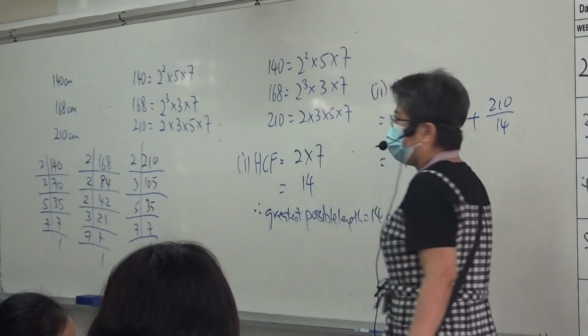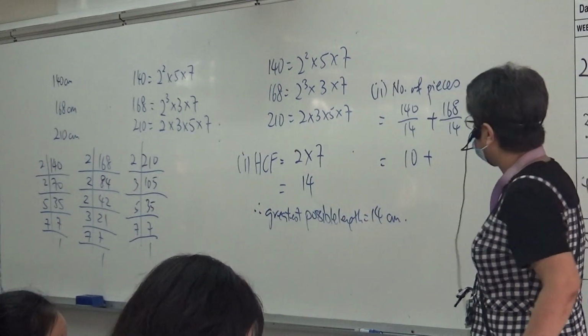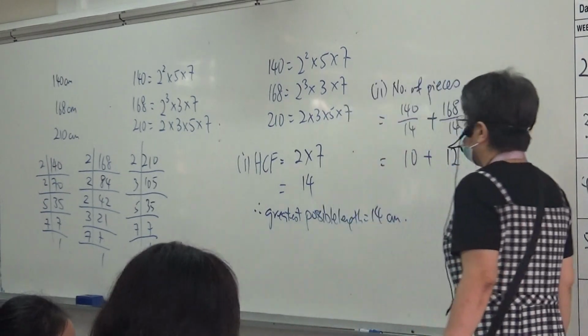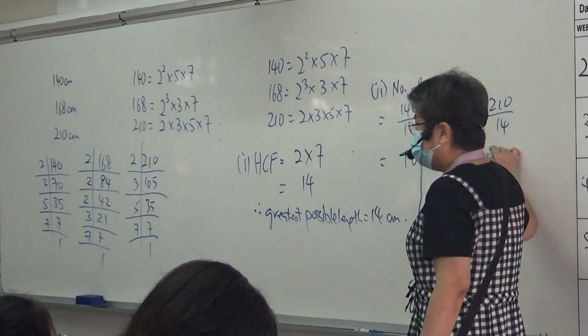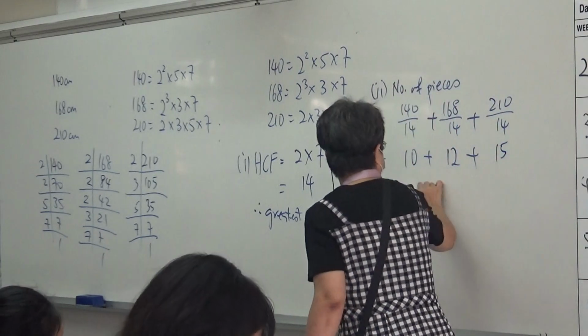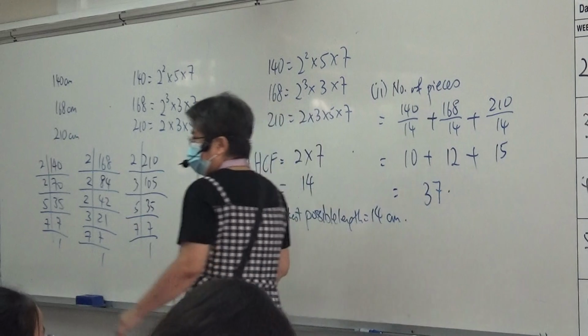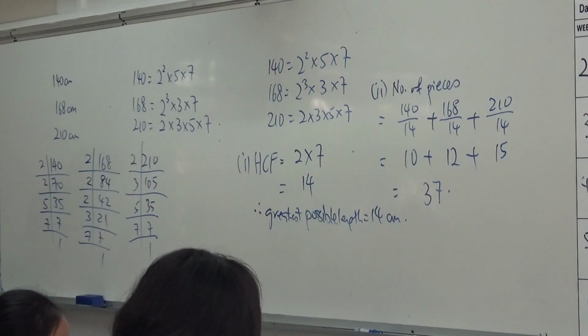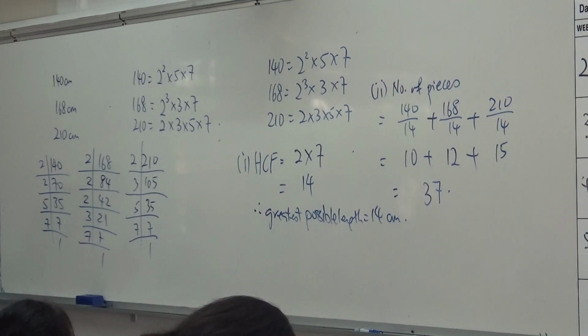So this will be what? 10 plus what? 12 plus? 15. Okay. Altogether? 37. So I will get 37 pieces.